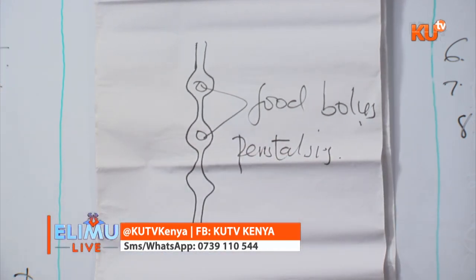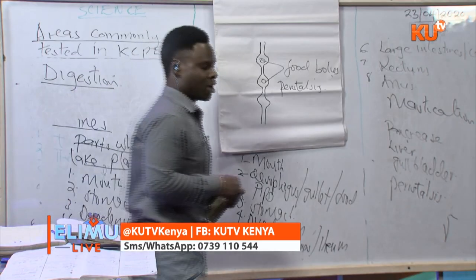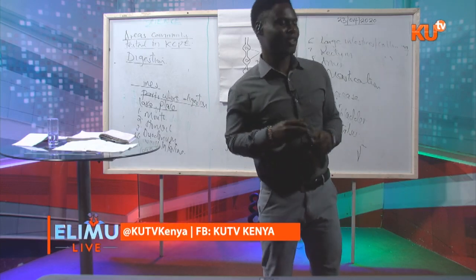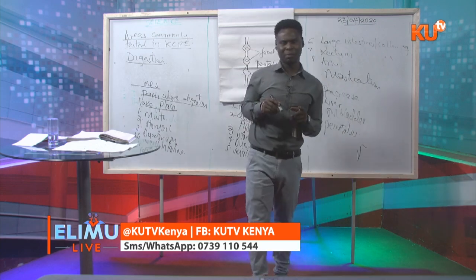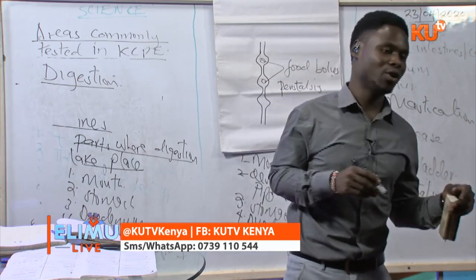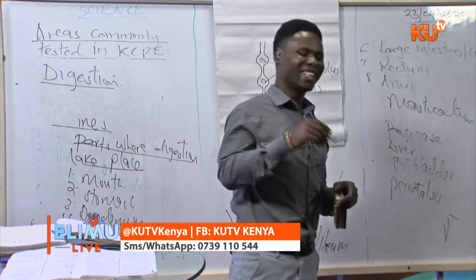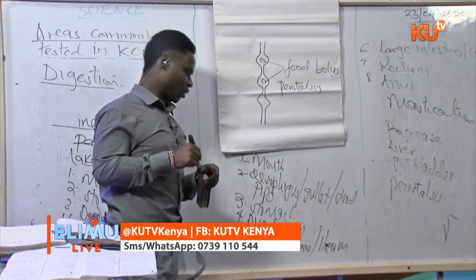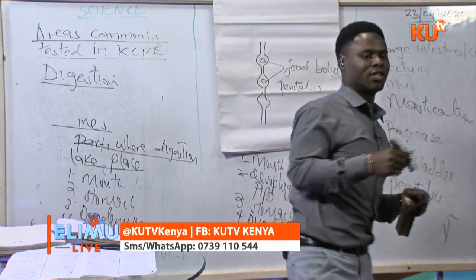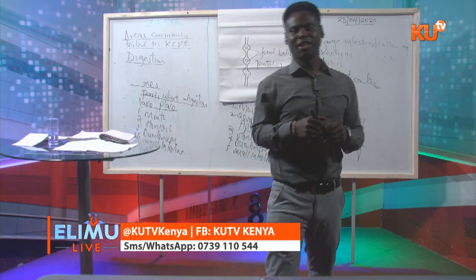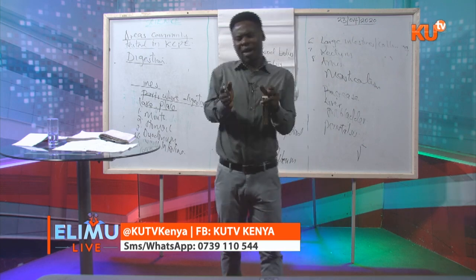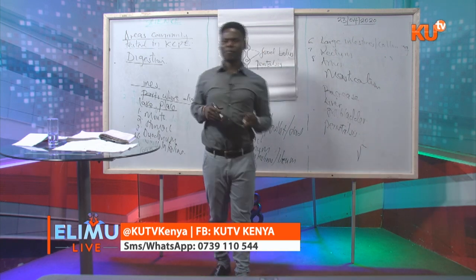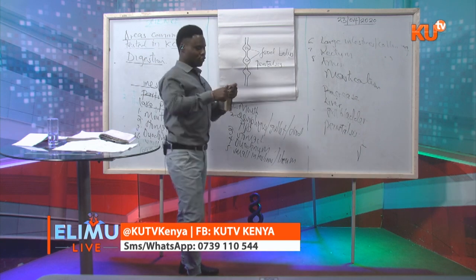Now from the oesophagus, food moves into the stomach. And in the stomach, proteins are digested by help of gastric juice. Gastric juice is produced by the walls of the stomach. Remember that. Also in the stomach, we have hydrochloric acid. What is the role of hydrochloric acid? Killing germs that may be present in the food. Now, from the stomach, where food stays for 3 to 4 hours, it is then moved into the upper part of the small intestine, known as the duodenum. Now, what happens in the duodenum? In the duodenum, we have two juices.